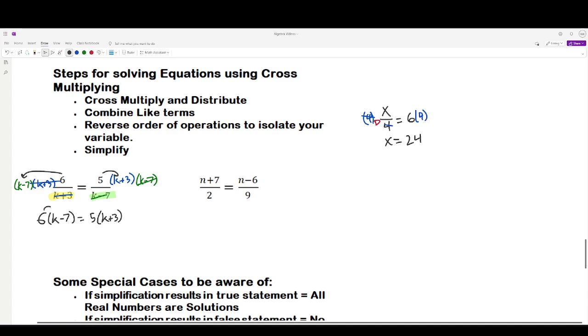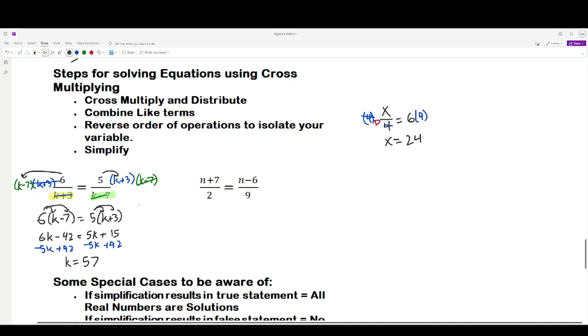We would distribute 6 on the left to both of these terms in parentheses and get 6k minus 42. And on the right, we get 5 times k is 5k plus 5 times 3 is 15. Then we would use our inverse operations and say minus 5k and plus 42, so that we isolate the k, and we're left with k is equal to 15 plus 42, which is 57.